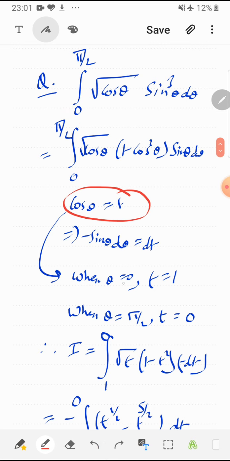So how to find the new limit? If theta is equal to 0, put theta is equal to 0 here, t is equal to 1 as cos 0 is 1, and then when theta is equal to pi by 2, then t becomes 0. So new limits are 1 to 0 under root of t into 1 minus t square into dt.